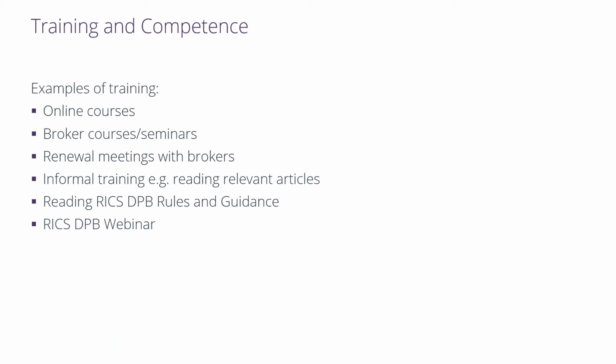When the rules changed on the 1st of October 2018, there were perhaps not many training opportunities. However, there are now more and more ways for RICS members and staff members who deal in insurance work to ensure that they are adequately trained. These include online courses, broker courses, seminars with the insurers, renewal meetings with the brokers, informal training, for example, reading relevant articles, reading the RICS DPB rules and guidance. This recording of the RICS DPB webinar will also constitute as training.